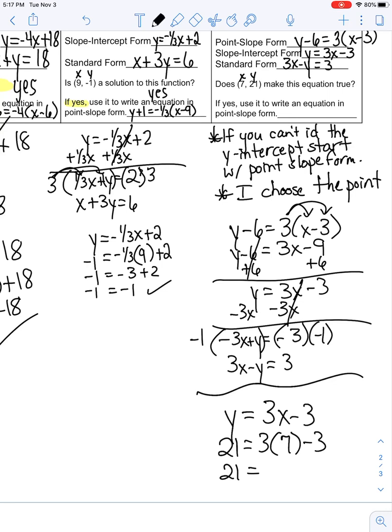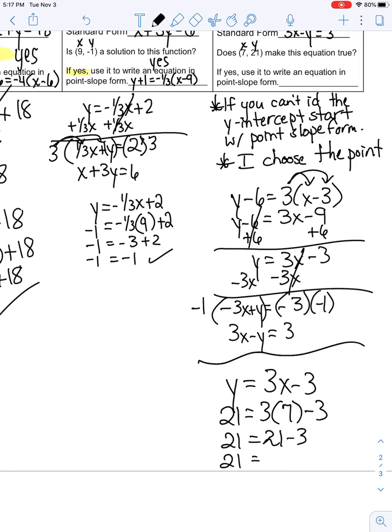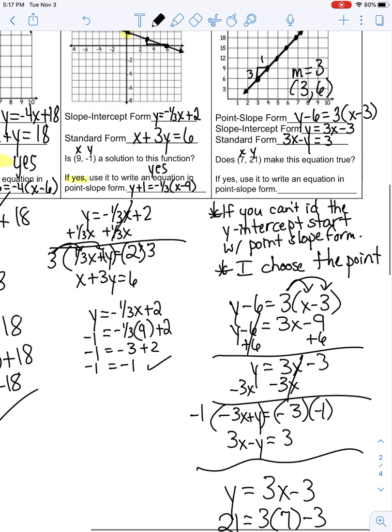So 21 equals, well, 3 times 7 is 21. 21 equals, what's 21 take away 3? So it's going to be 18. Does 21 equal 18? No, it doesn't. So, does it make the equation true? No. And since it was no, I don't have to write another point slope formula.